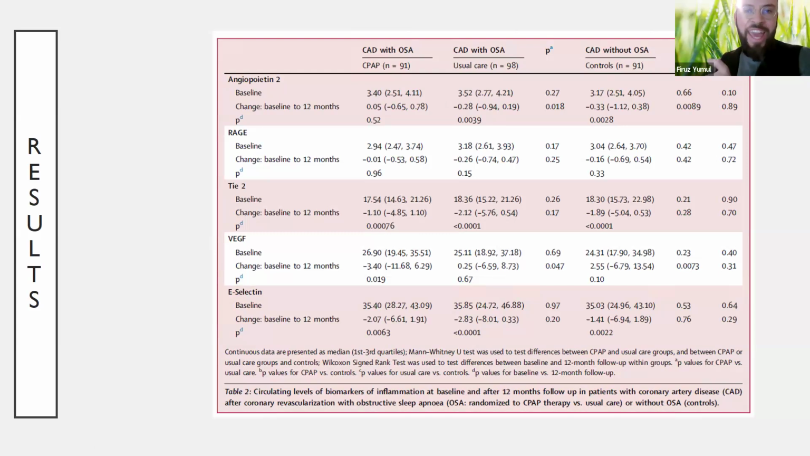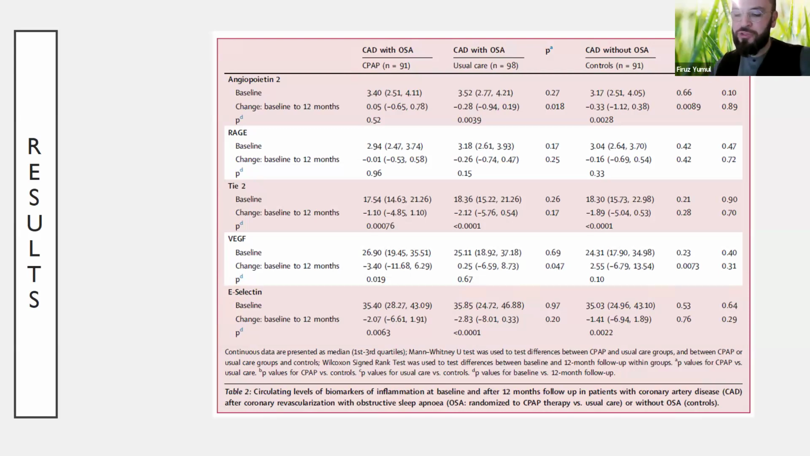Patients with OSA and CAD. Angiopoietin-2 levels declined in the usual care group, but remained unchanged in the CPAP group, and the p-value for that was 0.018. After adjustment, the difference between CPAP and usual care remained significant with a p-value of 0.039. And as we remember from a few slides ago, angiopoietin-2 is directly related to endothelial cell dysfunction.